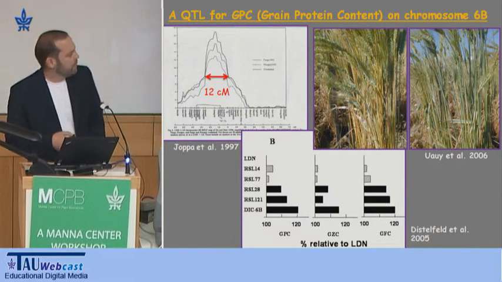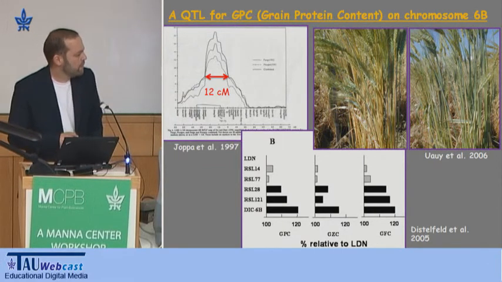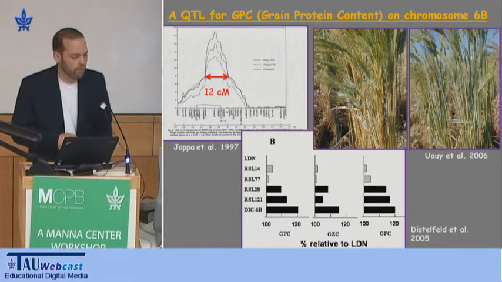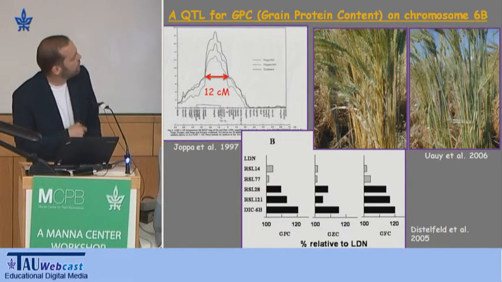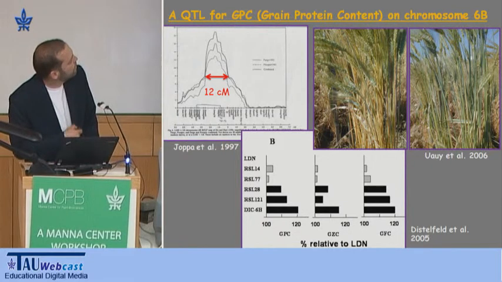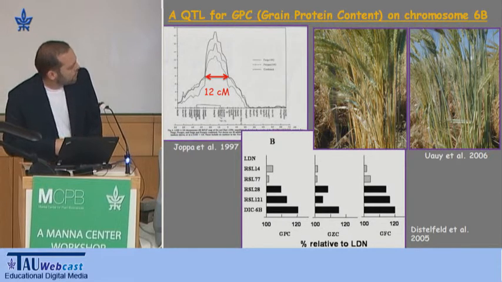And when he retired, he transferred this material to George Dubkovsky from UC Davis and Sion Fahima from the Haifa University, and they got a BARD grant to clone this gene, to find out what gene is responsible for this QTL. And then I joined into this project as part of my PhD thesis, and what we found out is that it's not only protein content, but also zinc and iron.